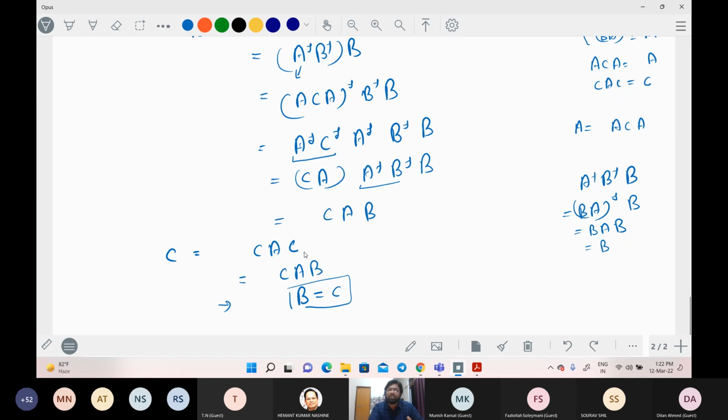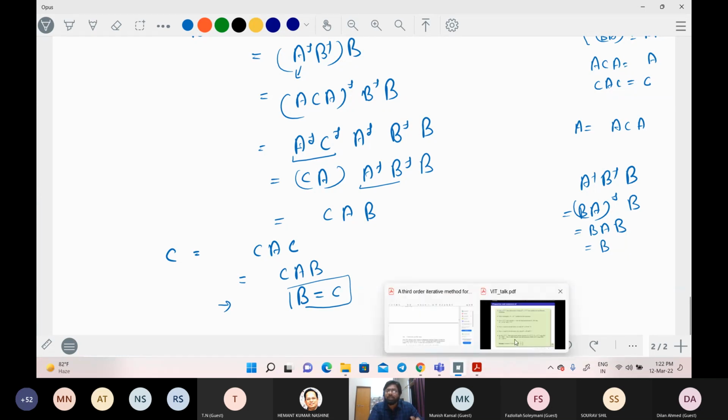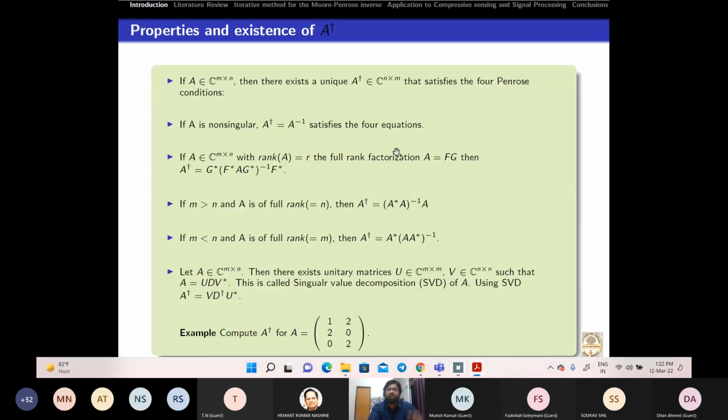So what this result says: if A is any arbitrary M cross N matrix, and A dag, this notation we call A dag, is the Moore-Penrose inverse of A, then its Moore-Penrose inverse is coming out to be unique. And if the matrix is non-singular, then the Moore-Penrose inverse of a non-singular matrix is simply A inverse, understand?